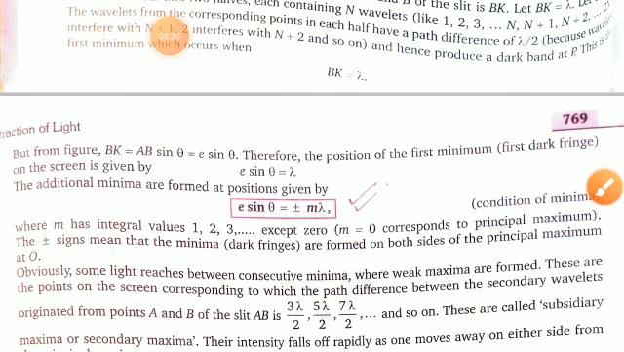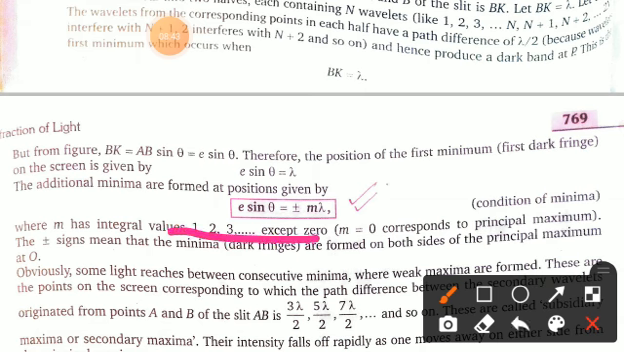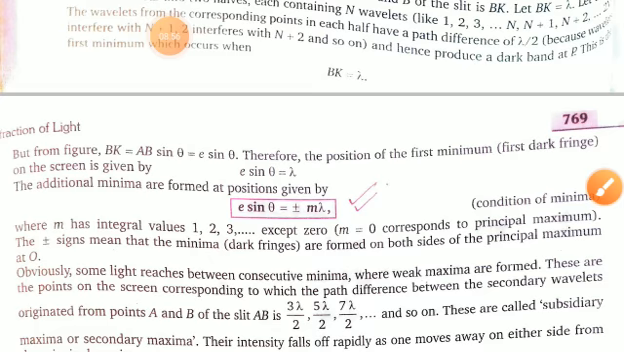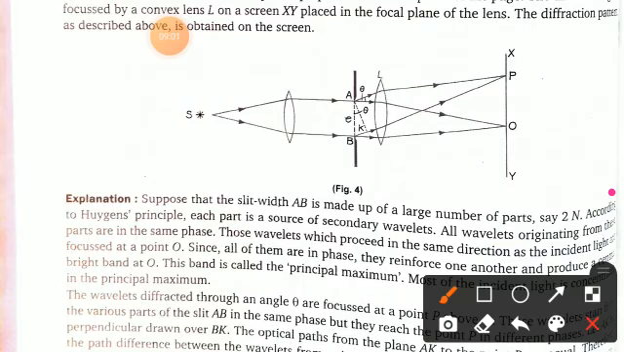The additional minima are formed at the positions given by e sin theta is equal to plus or minus m lambda. This is the condition of minima, where m has an integral value 1, 2, 3 except 0, because m equal to 0 corresponds to the principal maximum, and the plus minus sign here signifies that the minima, the dark fringes, are formed on both sides of the principal maximum, where the intensity is 0. Clear? This is the principal maximum position here, this one. Here we get the maximum intensity.